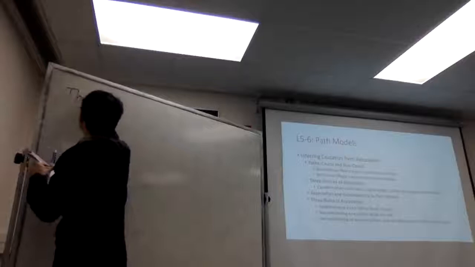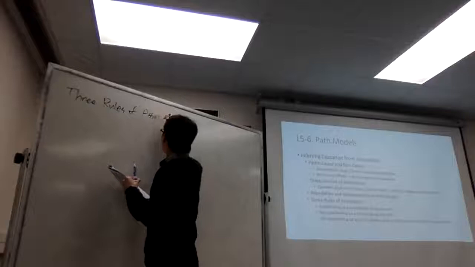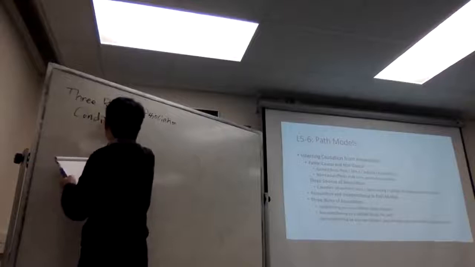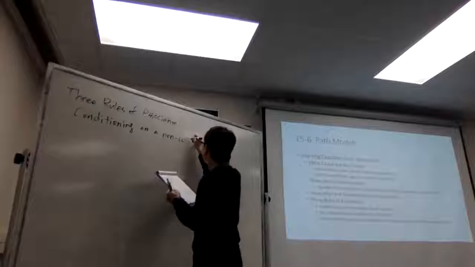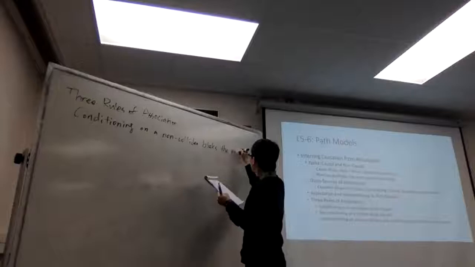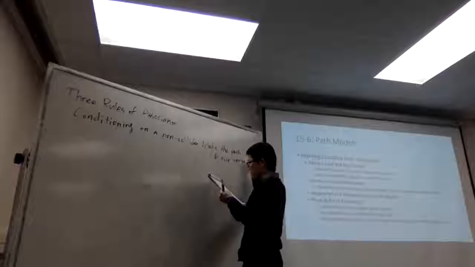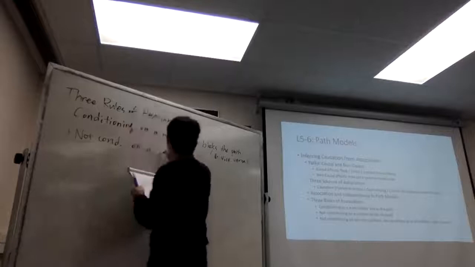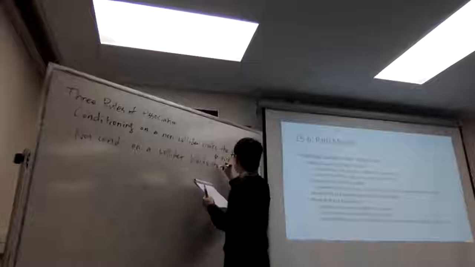There are three rules of association. Actually, there are two. It can be summarized as two. Conditioning on a non-collider blocks the path, and vice versa. And not conditioning on a collider blocks a path, and vice versa.